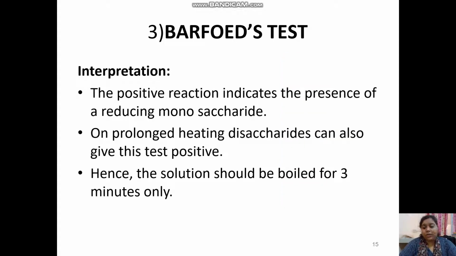So the interpretation is that a positive reaction indicates the presence of a reducing monosaccharide. On prolonged heating, disaccharides can also give this positive test. Hence, the solution should be boiled for 3 minutes only.